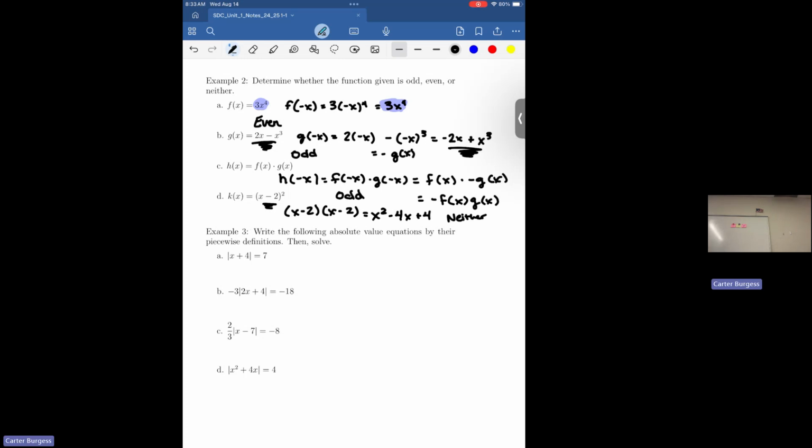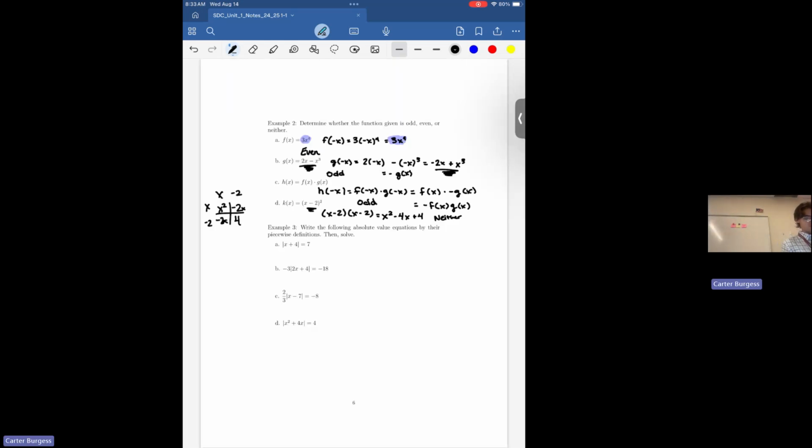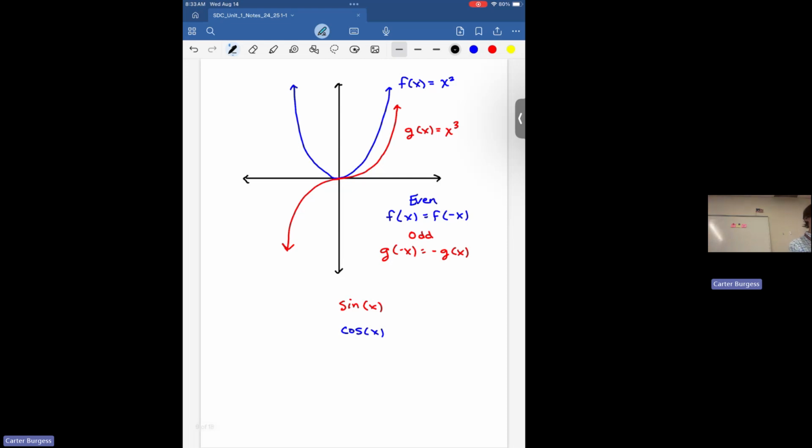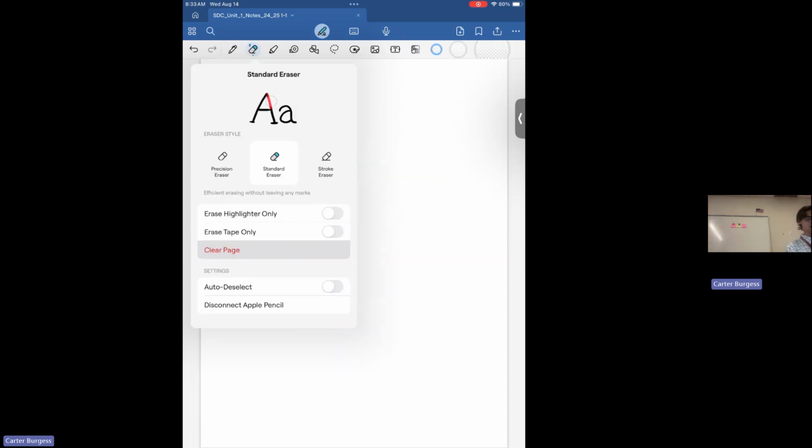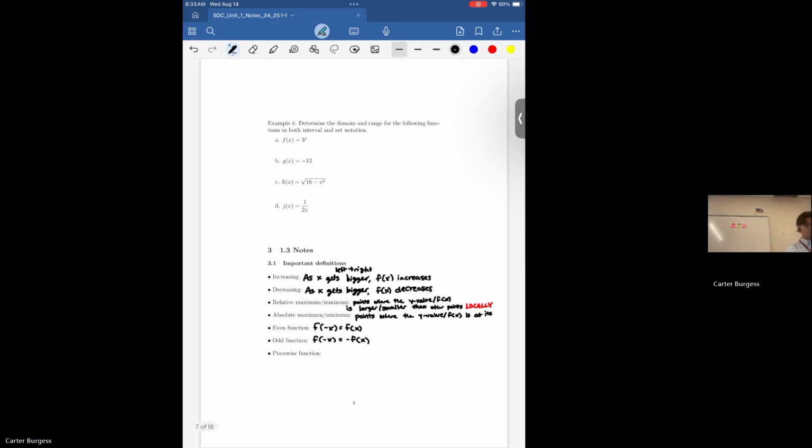The final piece to the puzzle. It's a very hodgepodgey puzzle. Unit 1 is a little bit disconnected, just trying to throw in a bunch of things. It is the idea of a piecewise function.